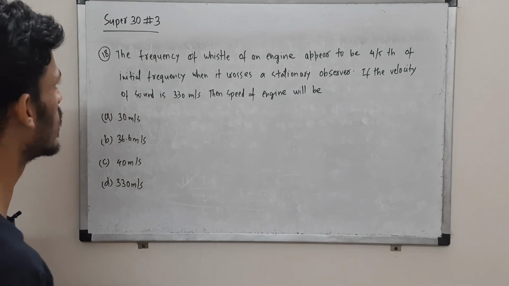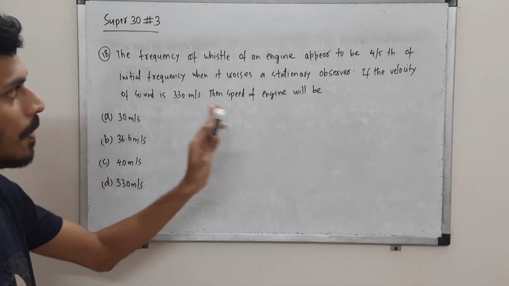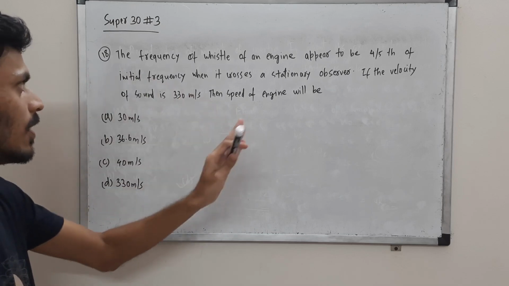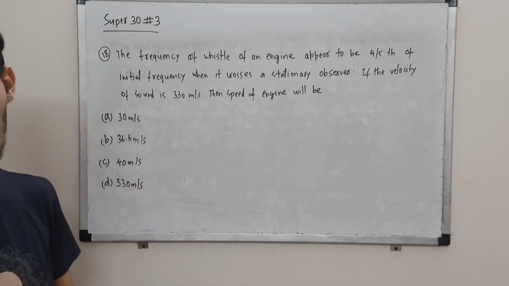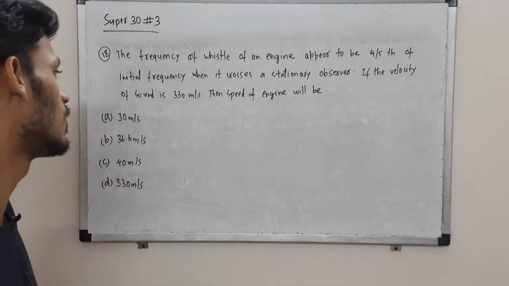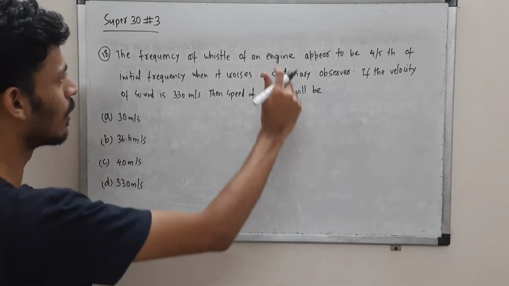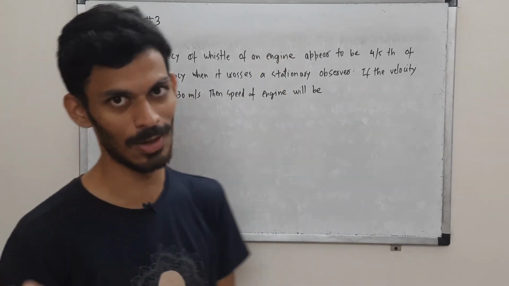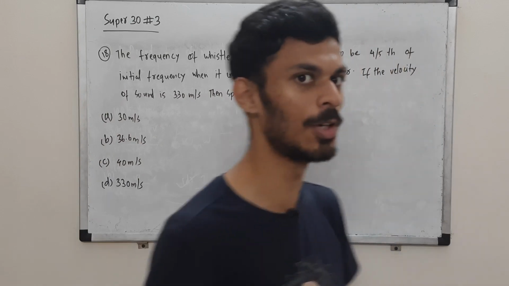Okay, let's come to this question. The frequency of a whistle engine appears to be 4/5 of the initial frequency when it crosses a stationary observer. Here the language is very important. This initial frequency is not the original frequency. Mind you, it is not the original frequency.